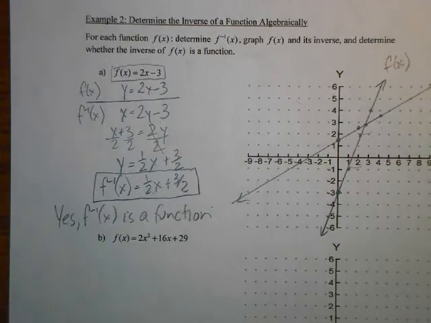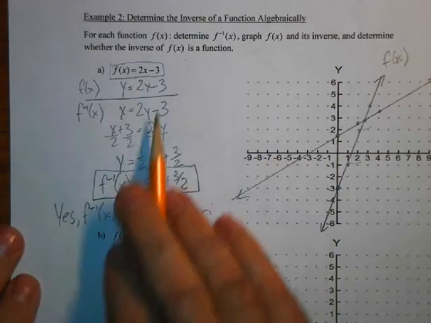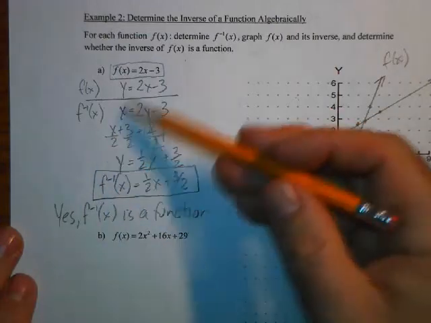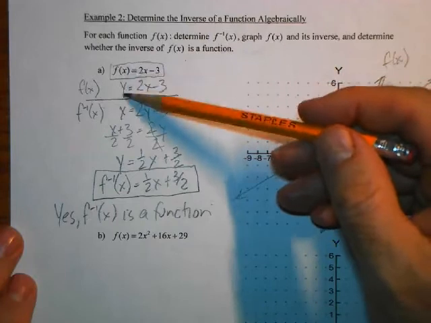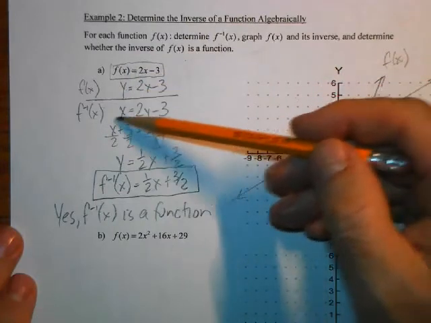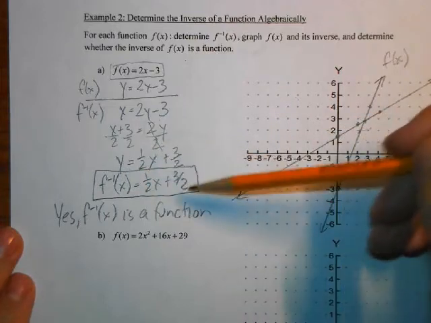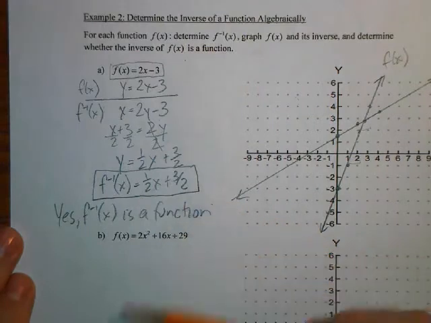Okay, so that's how you would find the inverse of any linear function. You do the exact same process, obviously. First of all, write the f of x as a y, then flip the x and y, and then solve, rearrange for y, put back into function notation. But this time you've got the inverse, and that's how it's done.